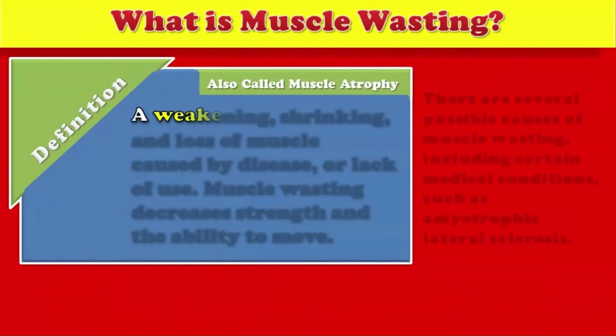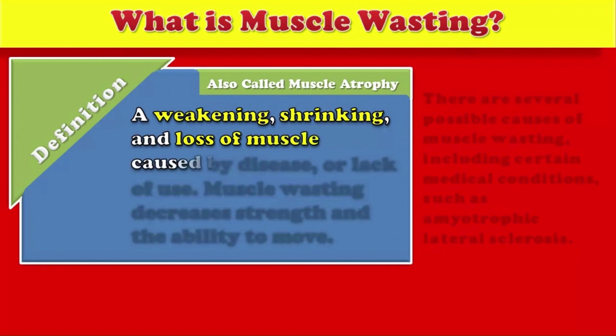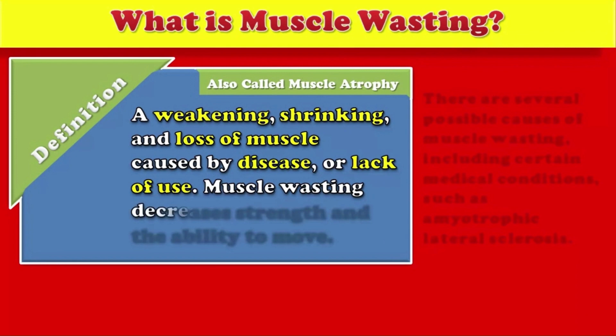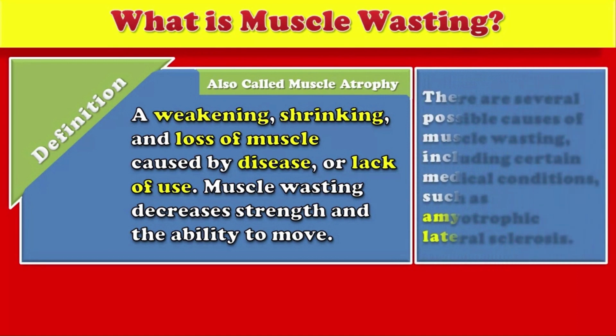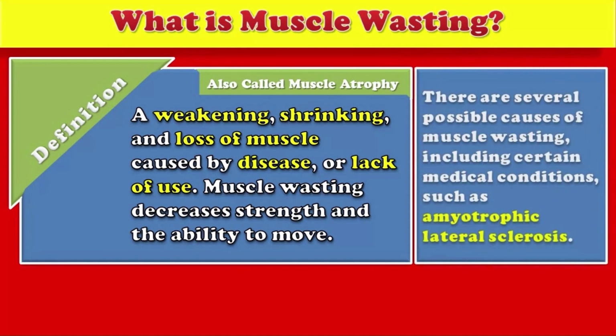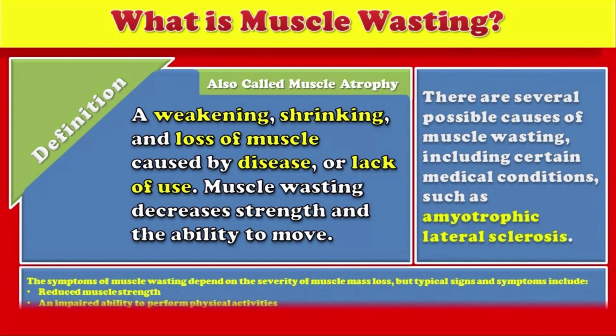Let's see what is muscle wasting according to its definition. If due to any disease, your muscles become weak, shrink or end completely, such a condition is called muscle wasting or muscle atrophy. This disease occurs mostly in diabetic patients. Due to this disease, your body may lose strength or you may be unable to move.